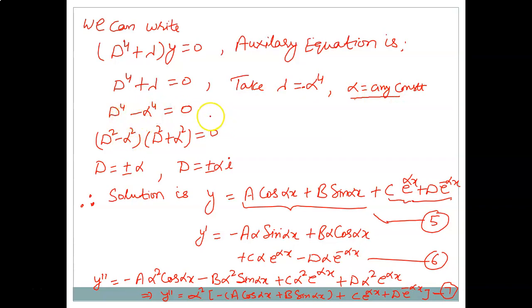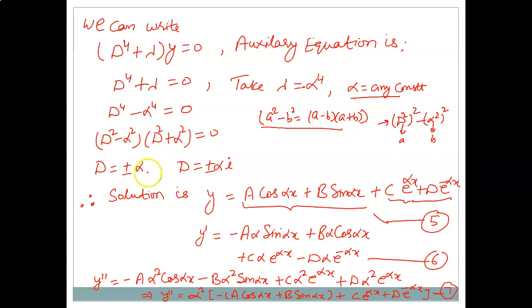Now it becomes a formula of the form a square minus b square, because if you have a square minus b square, that can be written as (a minus b) into (a plus b). So applying this formula, this is basically in the form (D square) square minus (alpha square) square, so basically this as a and this as b. So you write it as a plus b and a minus b. That is how we get this equation. Now after simplifying we get D is plus minus alpha, and from here plus minus alpha iota, as we are assuming that alpha is greater than 0.